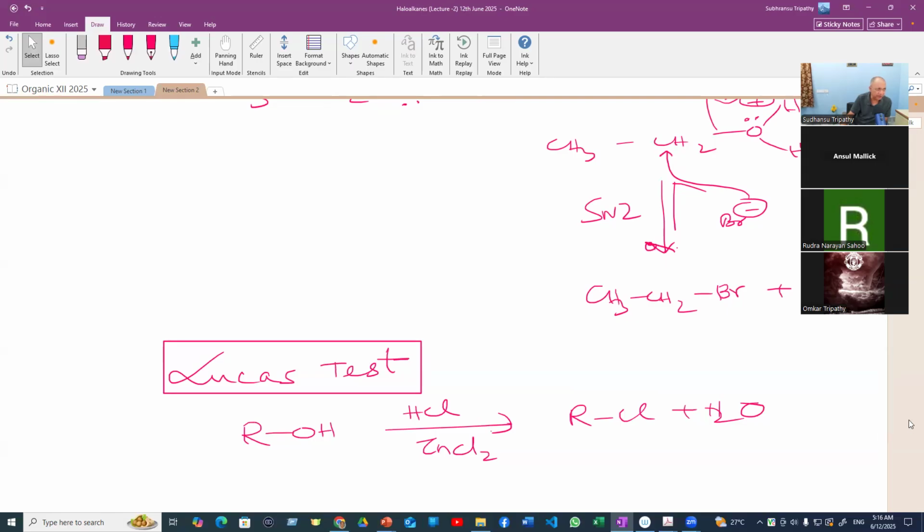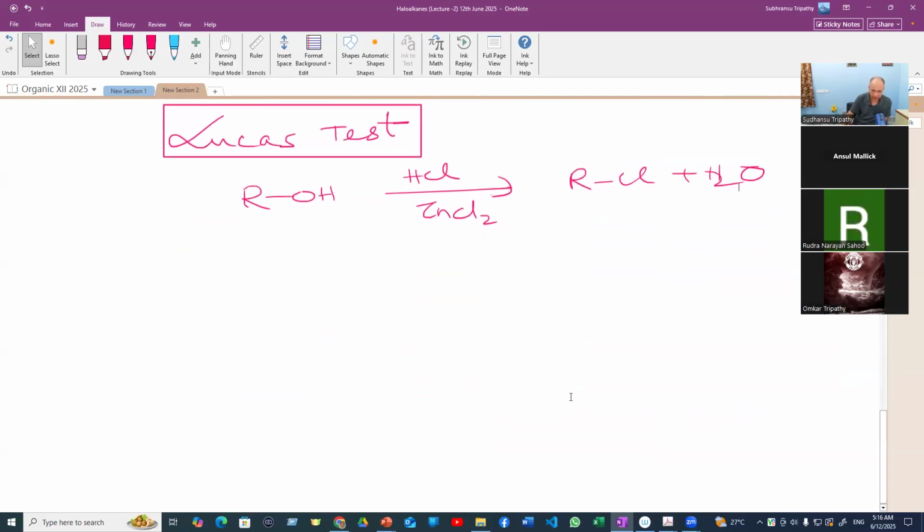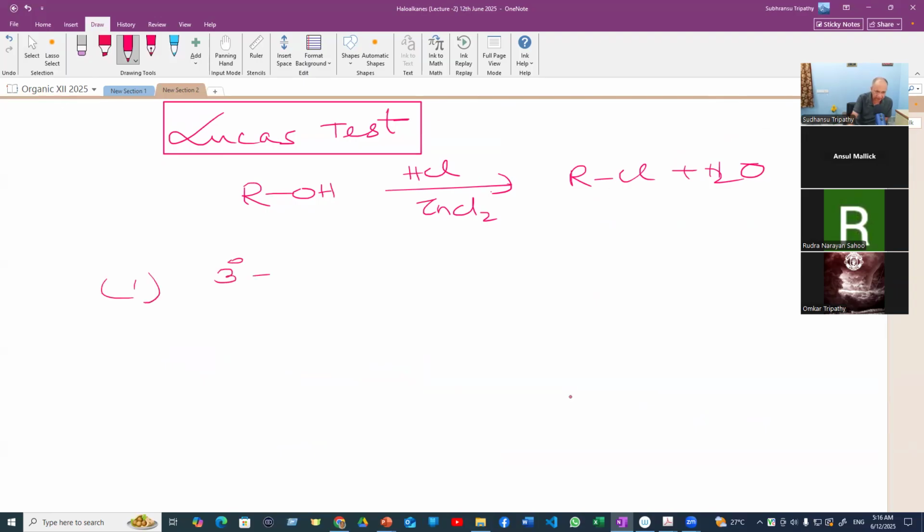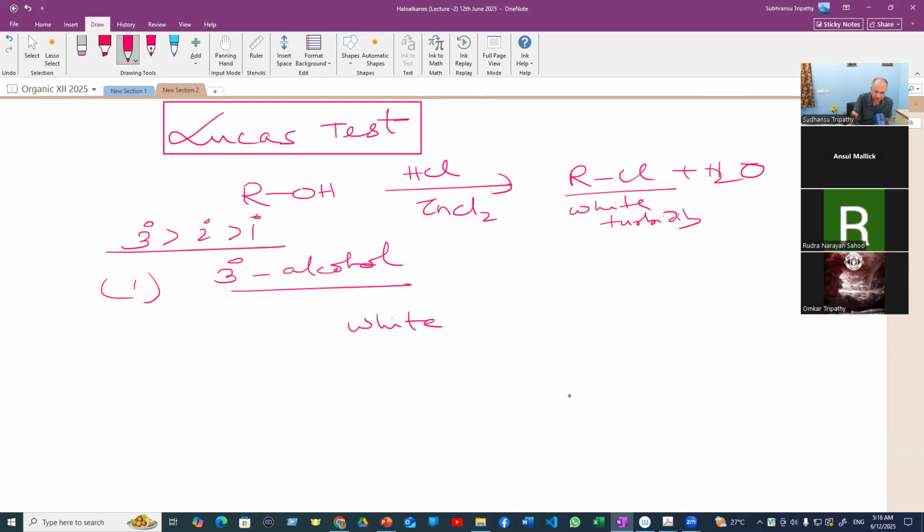What happens in 3 degree? 3 degree alcohol, which is most reactive, goes via SN1 mechanism. This appears as a white turbidity. The white turbidity appears within 1 minute. It is fast, because 3 degree is greater than 2 degree, greater than 1 degree. So white turbidity appears in 1 minute at room temperature. You need not heat.